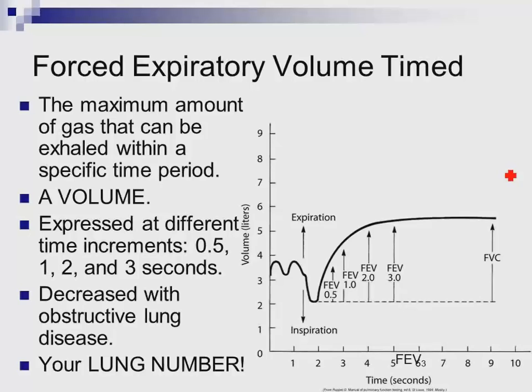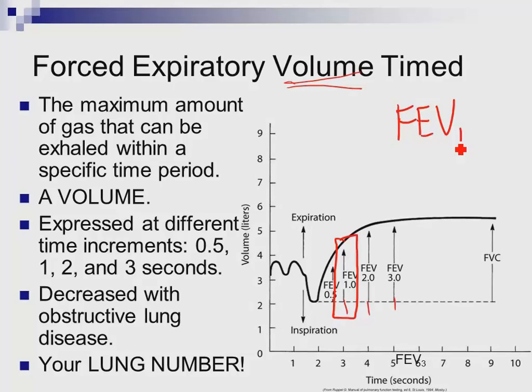And these are called the forced expired volume. Notice it's the volume that's timed. It's basically what is the volume that is exhaled from a maximal forced exhalation at half a second, at 1 second, at 2 seconds, at 3 seconds, etc. The most common one we end up using is what is known as the FEV1. In other words, what's the volume of air that you can forcefully exhale in 1 second?